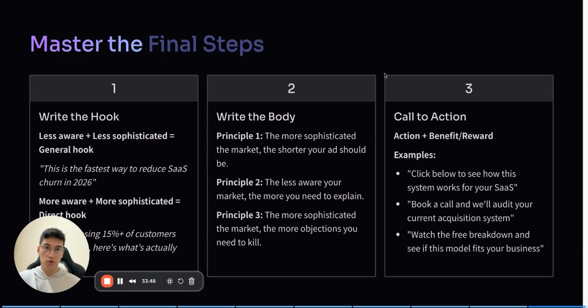And the last part of your ad is the call to action. You don't need to think much about this because they already watched the video. You just need to use an action focused CTA, and give some kind of benefit or reward if they take that action. For example, click below to see how the system works for your SaaS, or book a call and we will audit your current acquisition system for free, etc.